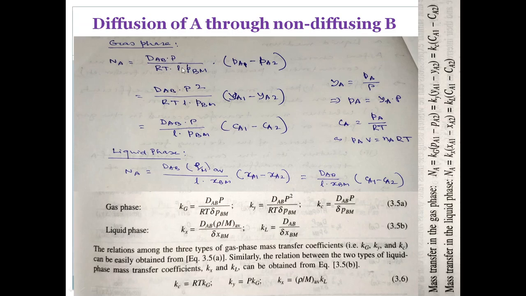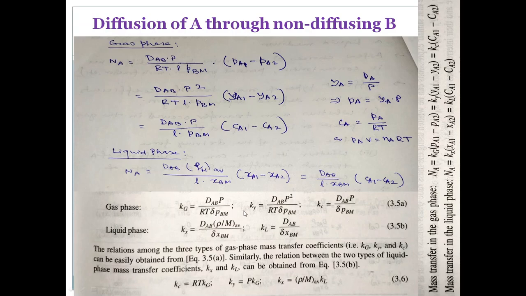So if you can remember this, and if you see all these things, if you know one mass transfer coefficient, another mass transfer coefficient can be calculated. Now here, let's say kg equals DAB into P by RT delta pBM. DAB is known, P and RT are known, and pBM will also be known because you know CA1 and CA2, and the delta.